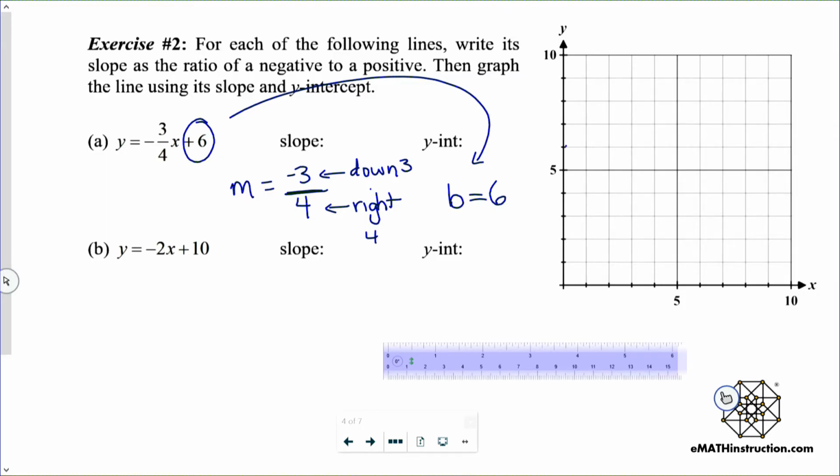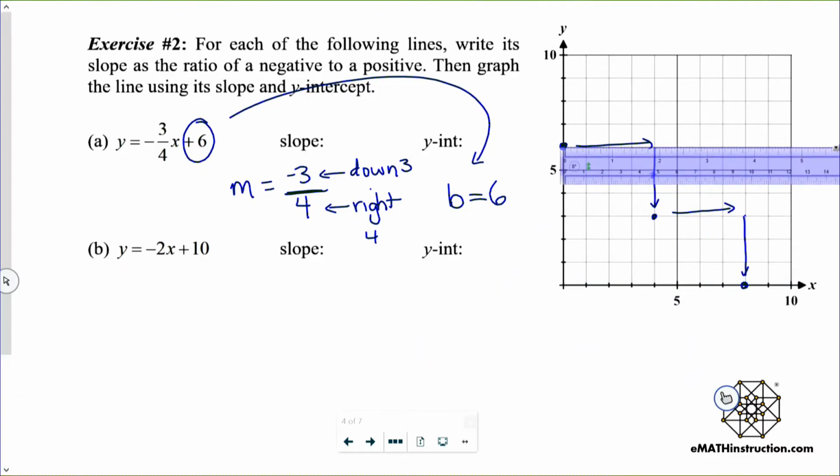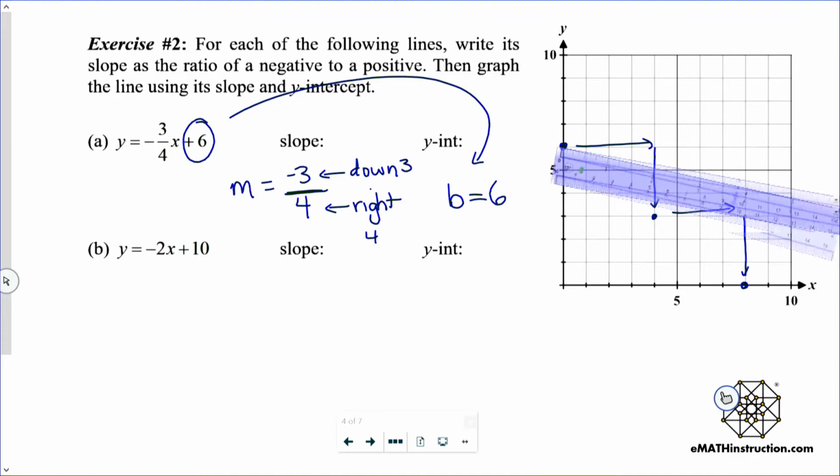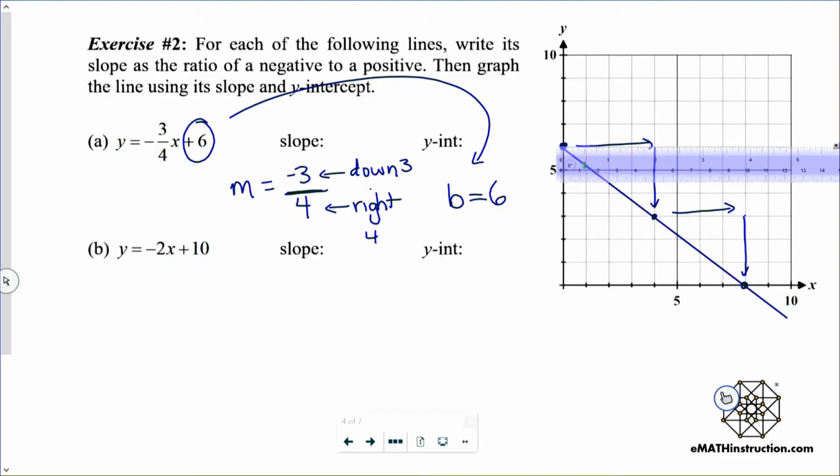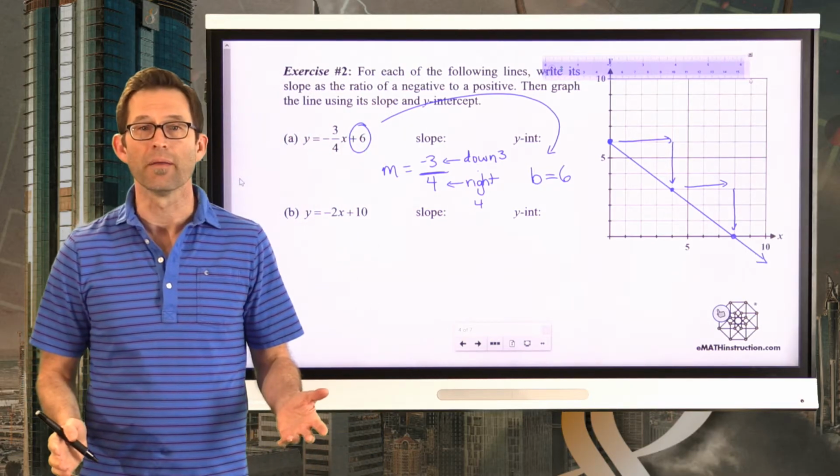But it's still pretty easy. Here's my y-intercept of 6. I'm going to go to the right 4 units, and I'm going to go down 3 units. And that is now going to put me with a line that looks like this. There we go.